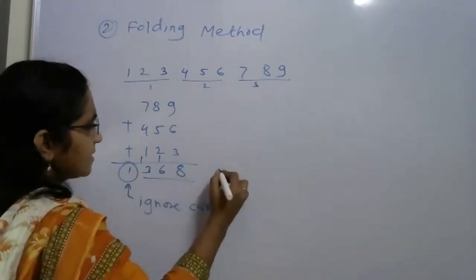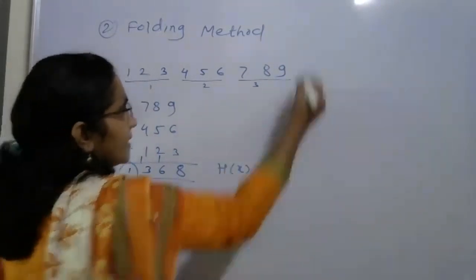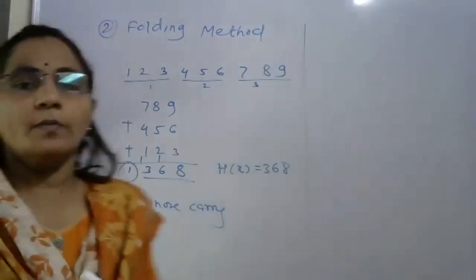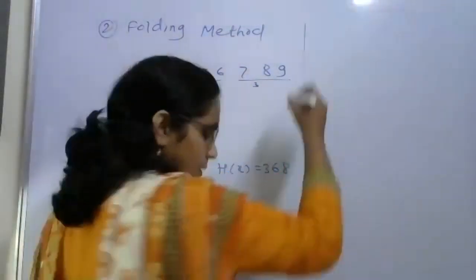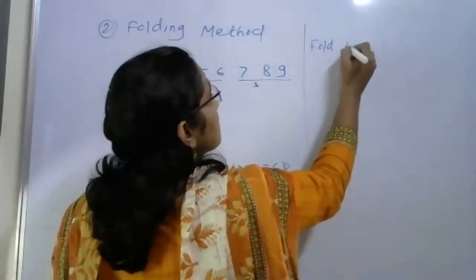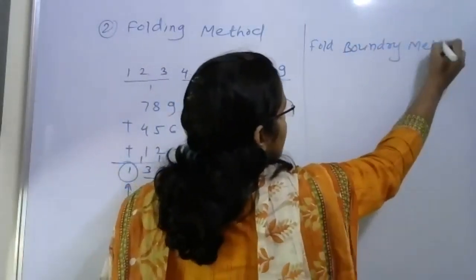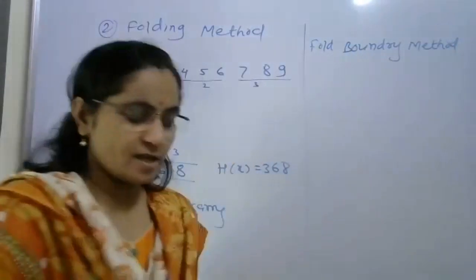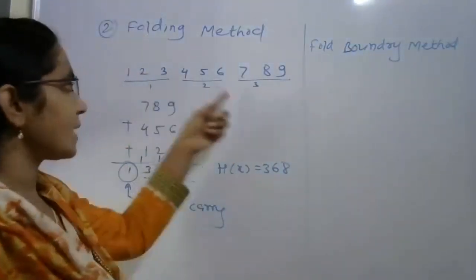The address is 360, so h of x equals 368. This is called the folding method. A little variation of the folding method is the fold boundary method. There is a little change in the fold boundary method. Again, I take the same example.